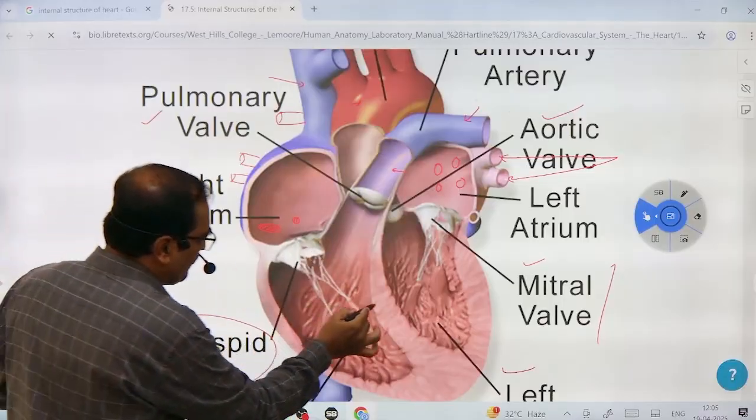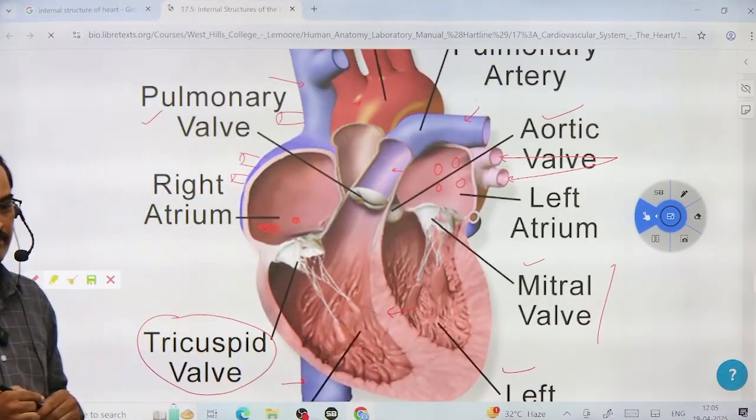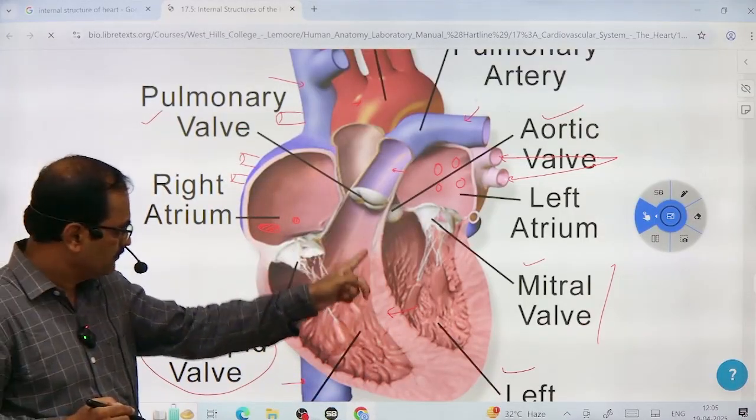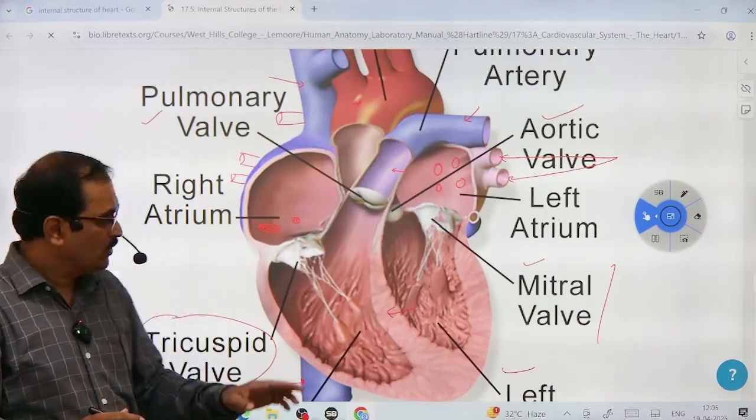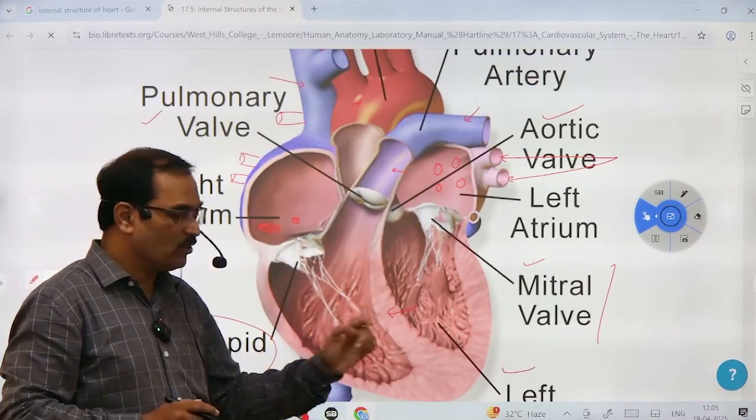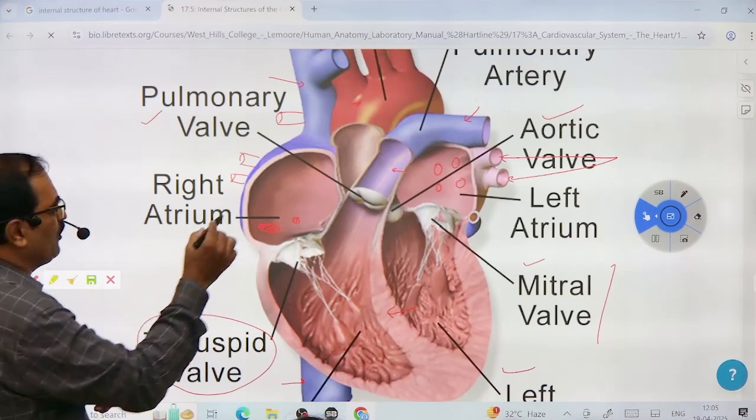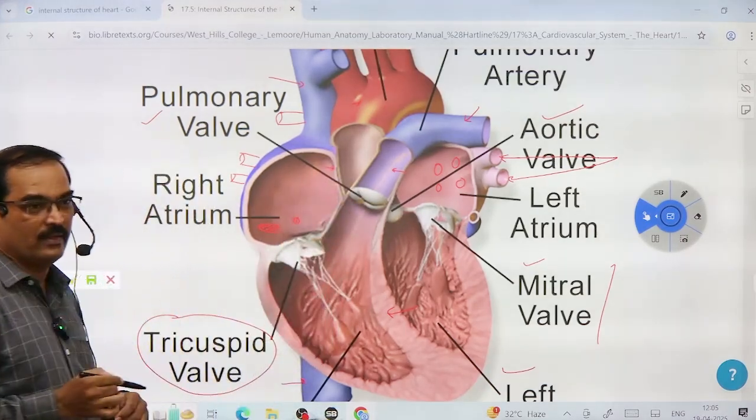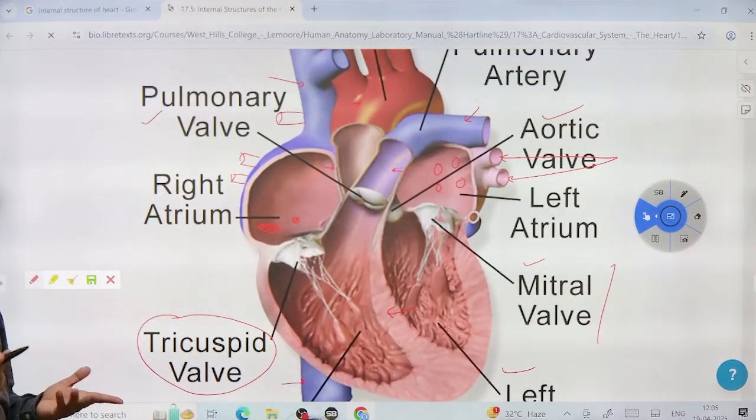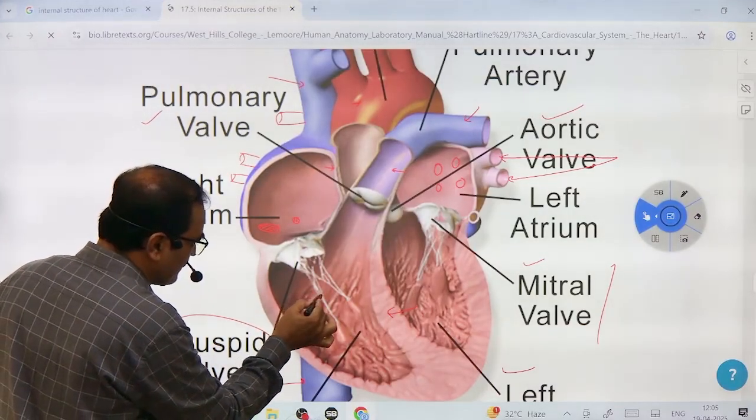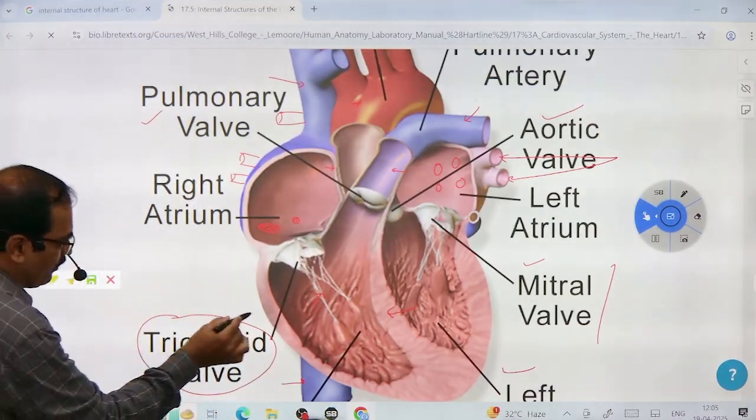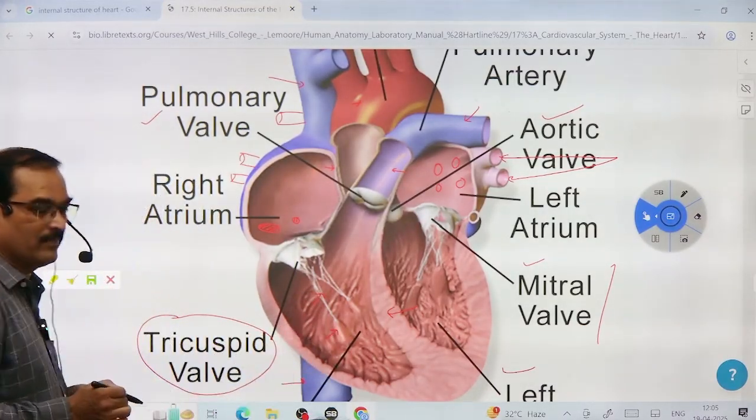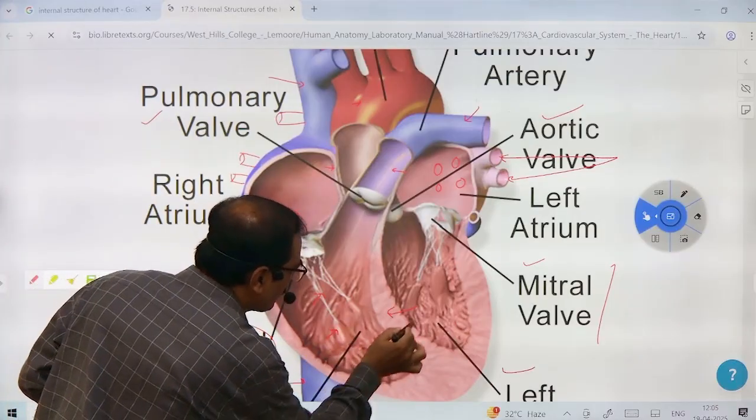Then what is the name of this part? So ventricles are separated by a partition called the interventricular septum. What is the name of this septum? Interatrial septum. Okay. What is the name of these threads? Chordae tendineae. What is the name of these muscles? And this irregular portion is called?